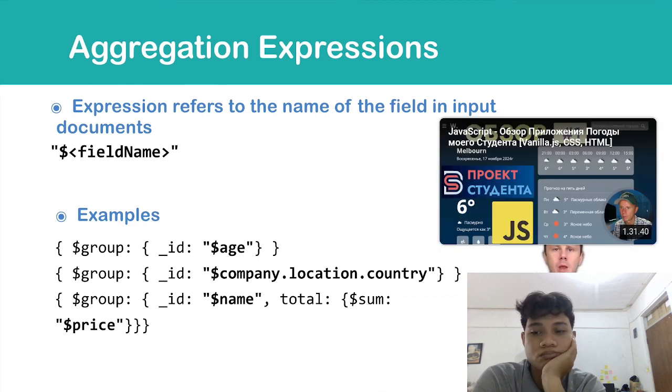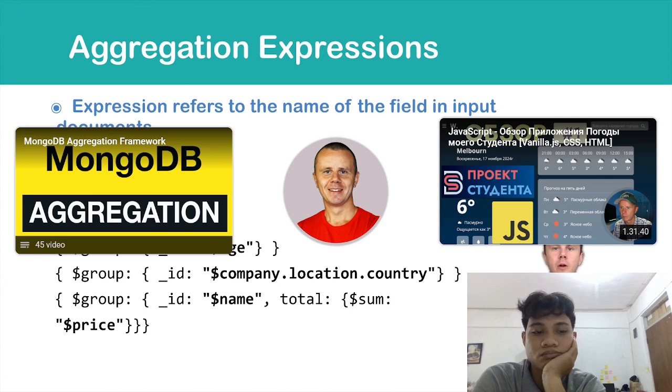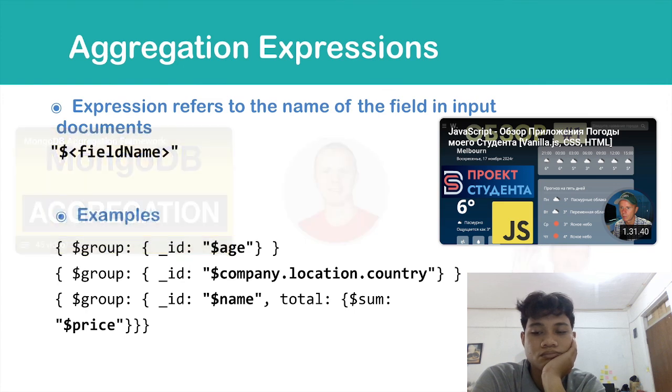Let's summarize. An aggregation expression refers to a field of the input documents. You can refer to nested fields using dot notation, like in the second example. Let's move on and talk about the first stage operator, match. See you in a second.